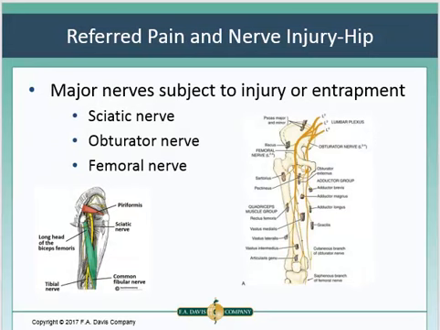So at the hip, there's three major nerves that are subject to entrapment: the sciatic, the obturator, and the femoral nerve. So that sciatic nerve can be impinged anywhere from where it exits and forms outside of your lumbar plexus all the way down to the muscles it innervates. It can occur as it passes deep to the piriformis muscle, because sometimes it occasionally passes over or through that piriformis, and you can get entrapment there.